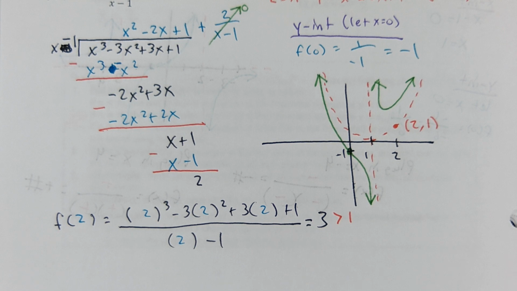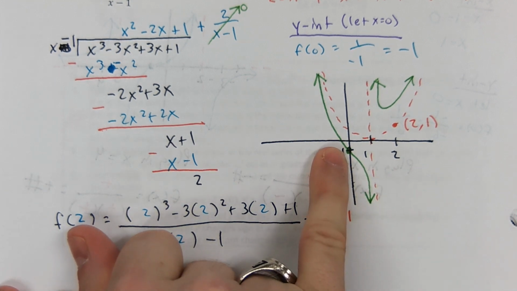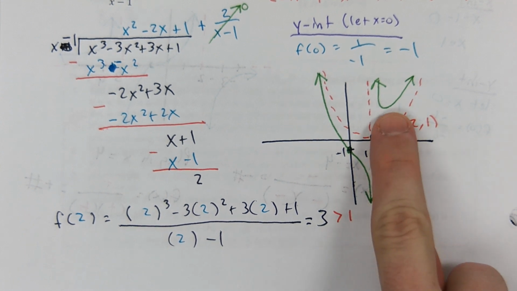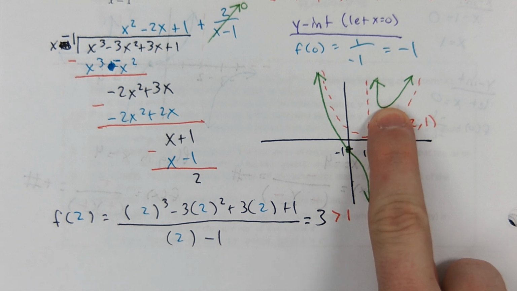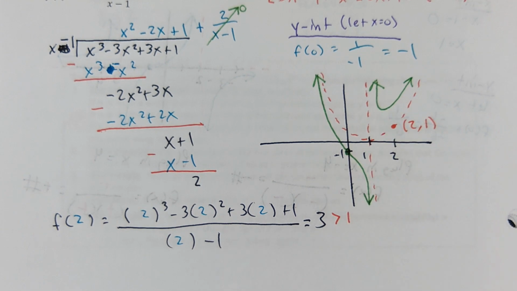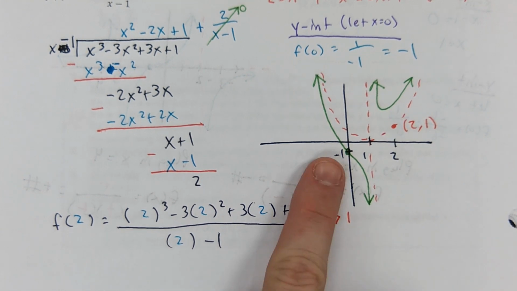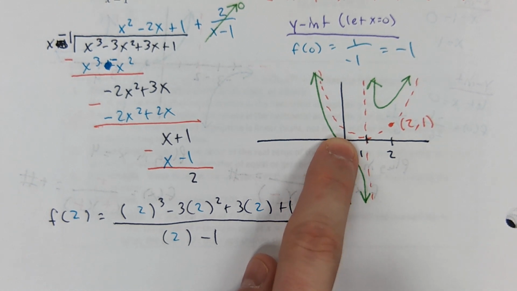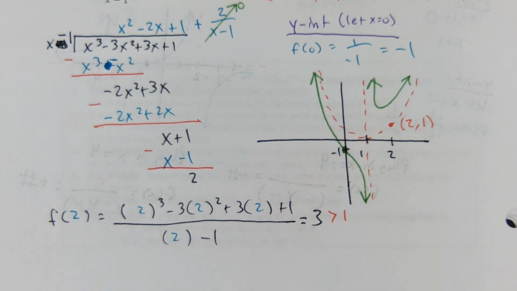So, analysis. Well, we're not going to talk about positive, negative, because I would have to use technology to figure out where my x-intercept is. We're not going to talk about increasing, decreasing, because I'd have to use technology to figure out where this swaps between increasing and decreasing. We're not going to talk about concavity, because there's a change in concavity somewhere over here, and I would have to use calculus to figure out where that is.